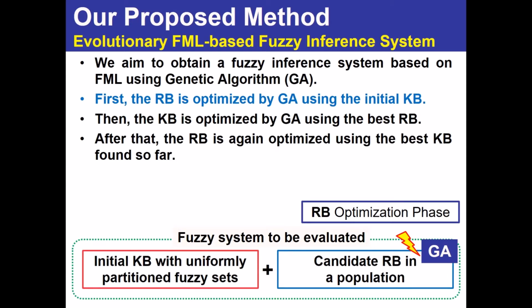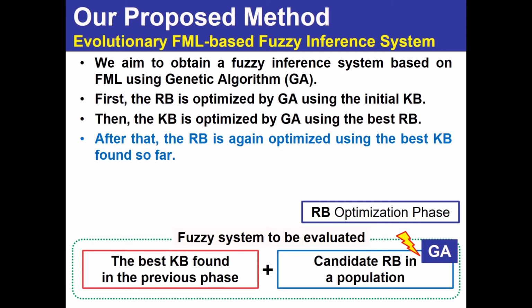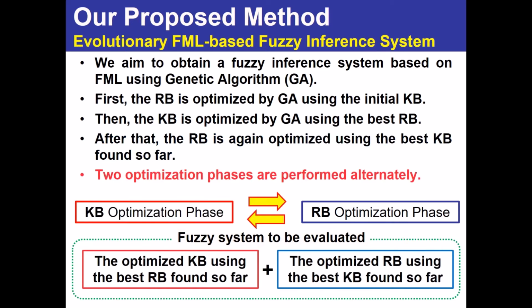In our proposed method, we use a genetic algorithm to optimize a fuzzy inference system. First, the rule base is optimized using the predefined knowledge base. Then, the knowledge base is optimized using the best individual in the previous phase. After that, the rule-base optimization phase is performed again. In this way, the two phases are alternately performed using the best individual in the previous phase.